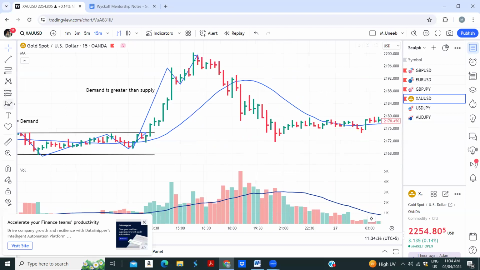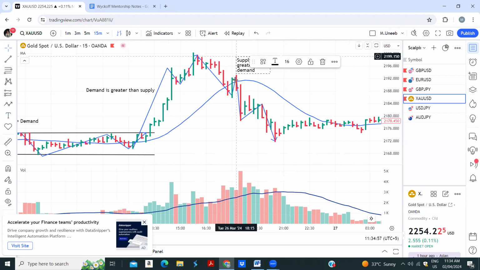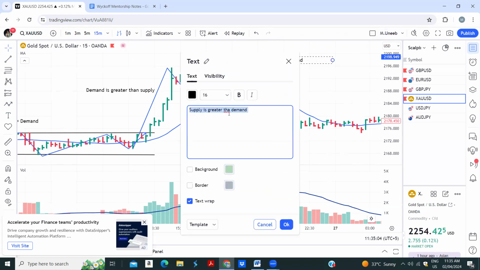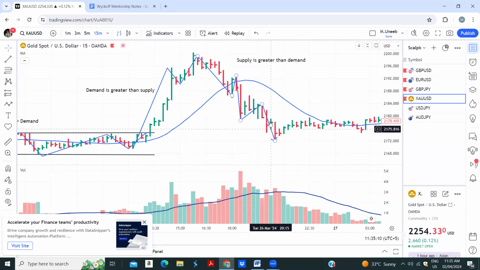How about this one? It's very simple to understand. Here, the supply is greater than demand. Whenever supply is greater than demand, the price will move down. Okay, this is the law of supply versus demand.